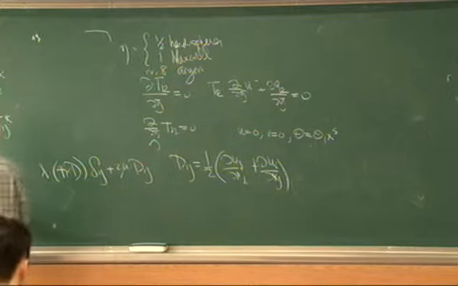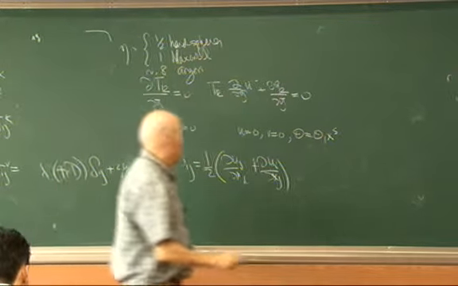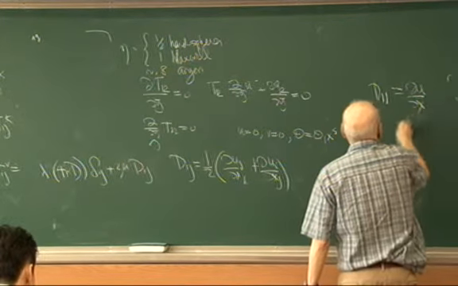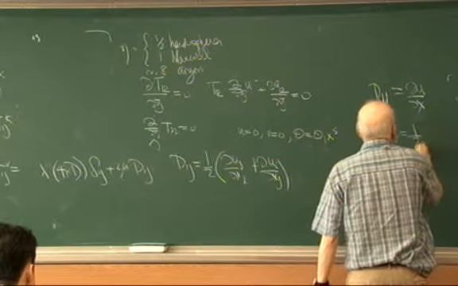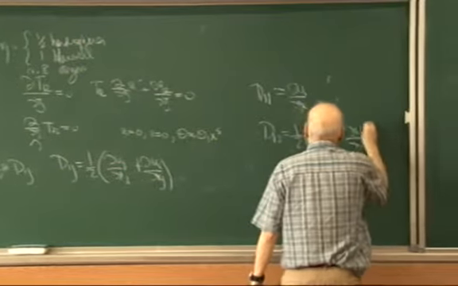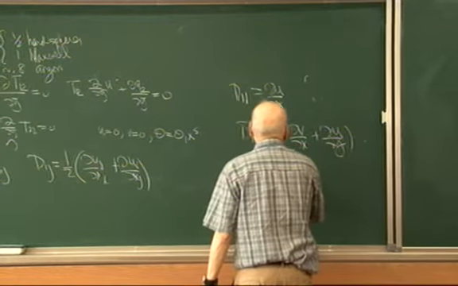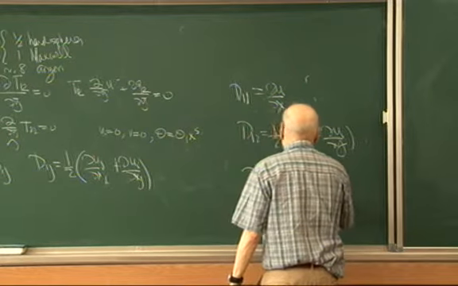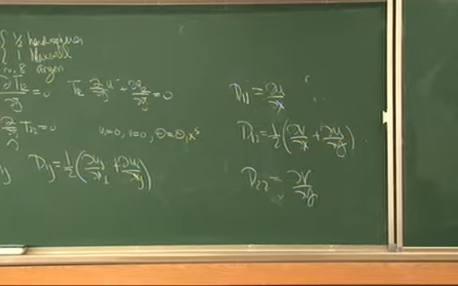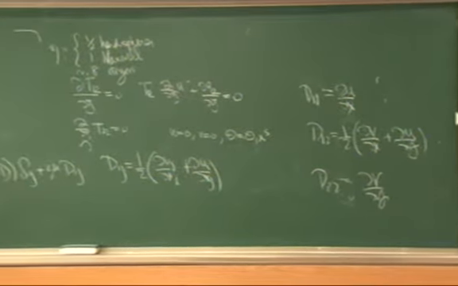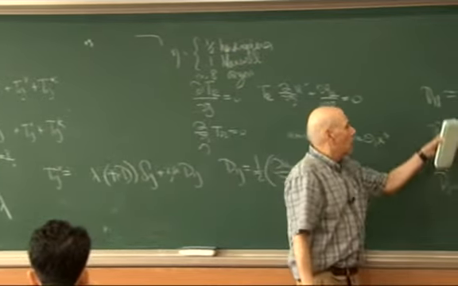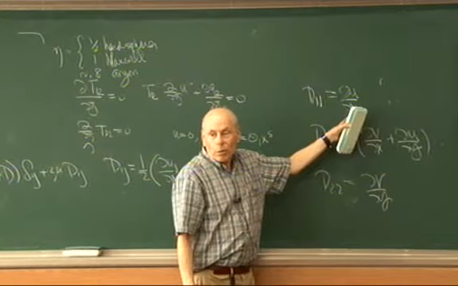So let's write it here in terms of our variables. d11, I did it last time, is the partial of u with respect to x. d12 is 1/2 the partial of v with respect to x plus the partial of u with respect to y. And d22 is the partial of v with respect to y. So Tij viscous is lambda times the trace of d, and so on. We'd have to know u and v.